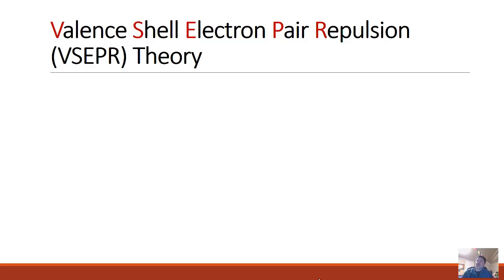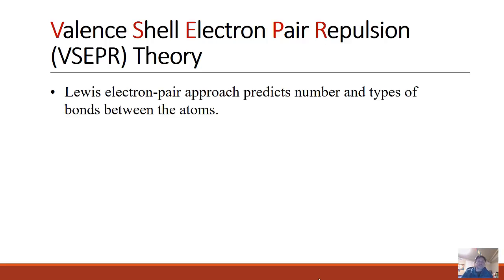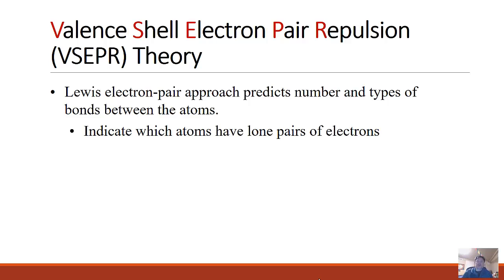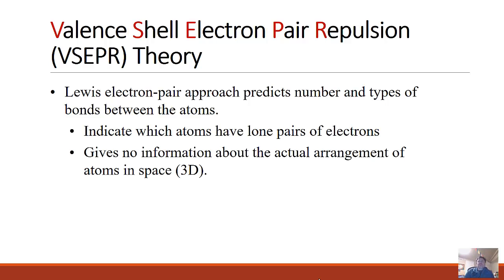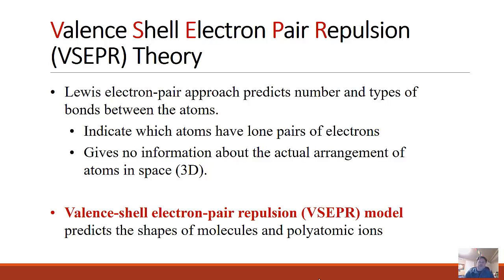In VSEPR theory, the heart of it is being able to draw those Lewis structures that we talked about, I think, in our last video. So remember, the Lewis electron pair approach predicts the number and types of bonds between atoms. We used the valence electrons to draw those Lewis structure diagrams. It indicates whether we have just bonds between atoms, or some bonded pair electrons and also what we call the lone pair electrons that aren't attached to anybody. But they don't give any information about the actual arrangement of the atoms in space. It doesn't tell us what their three-dimensional shape looks like, and that's where the VSEPR theory comes in.